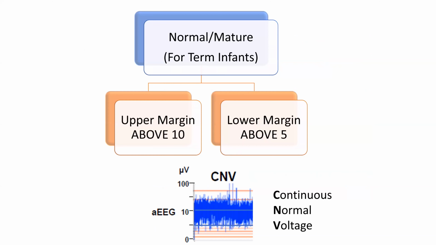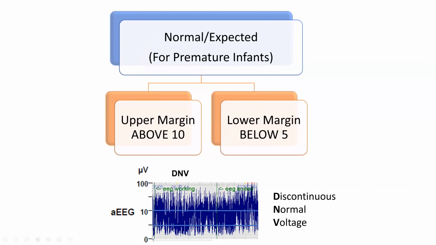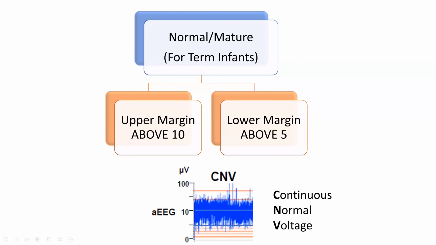So for the term baby, we want to look at the continuous normal voltage. And how we define continuous normal voltage is we again look at the scale on the left-hand side. We find that 0, 5, 10, 100. And for it to be a continuous normal pattern, the upper edge must be above 10, and the lower edge must be above 5. That's it. Above 10, above 5, continuous normal voltage. That's just looking at amplitude. Now we can dig in deeper and look for sleep and symmetry and a lot of other things, but just on the surface, we're looking at the background pattern. So above 10, above 5, I'm a term baby.